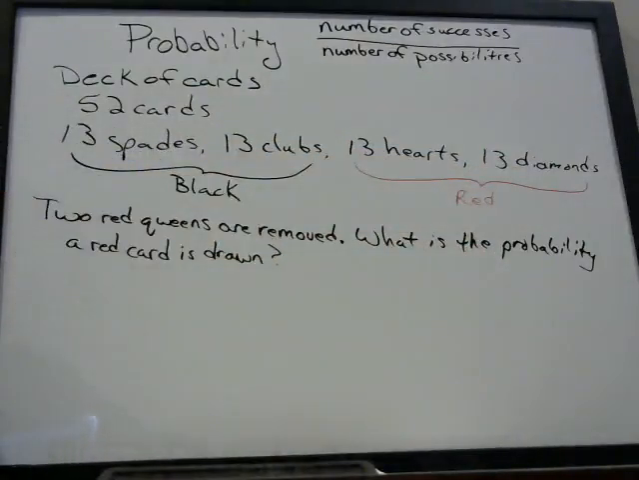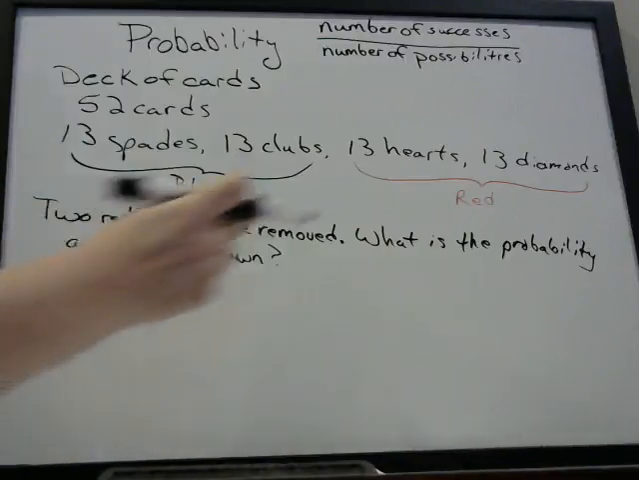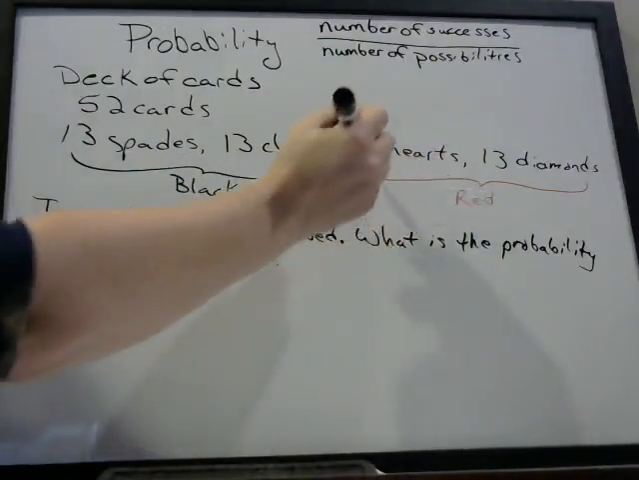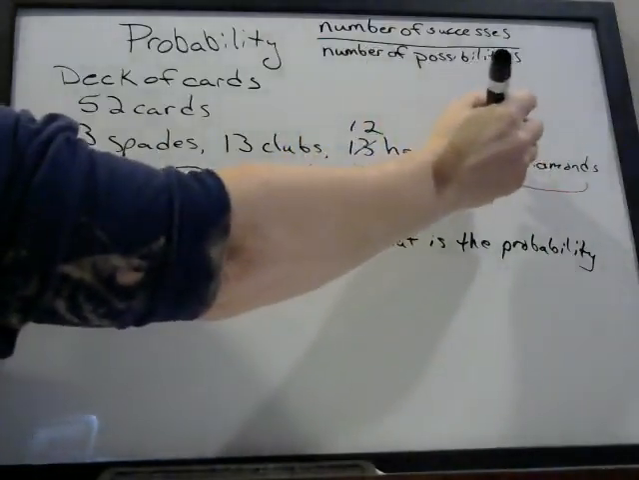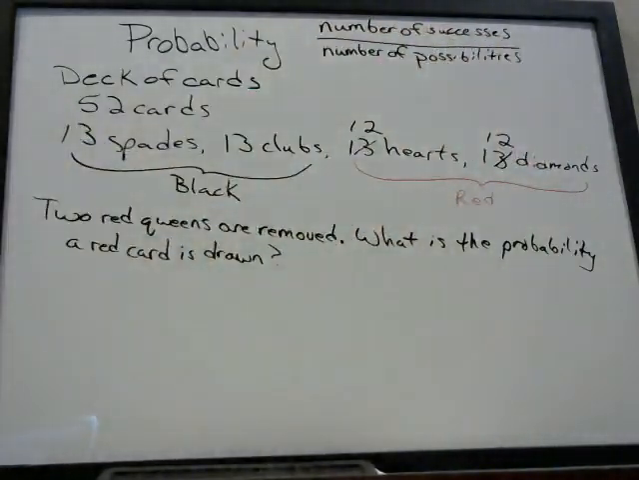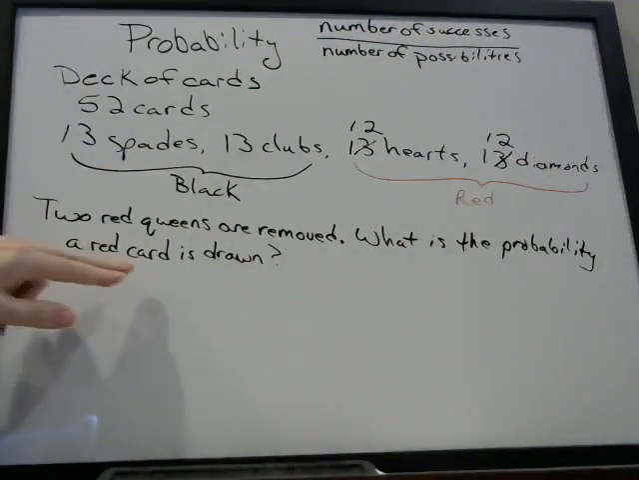So here's a question you might get. 2 red queens are removed from the deck of cards. What is the probability that a red card is drawn? So before you do anything, they are going to remove 2 red queens, which means 2 of your red cards are removed. So you now have 12 hearts and 12 diamonds. So what is the probability that a red card is drawn?